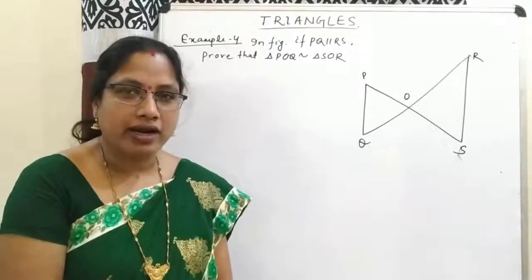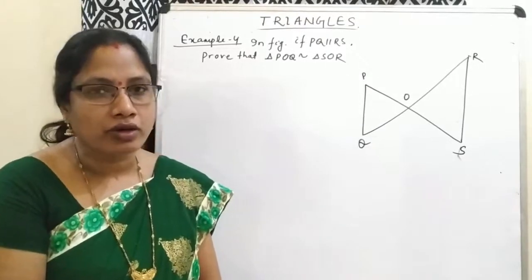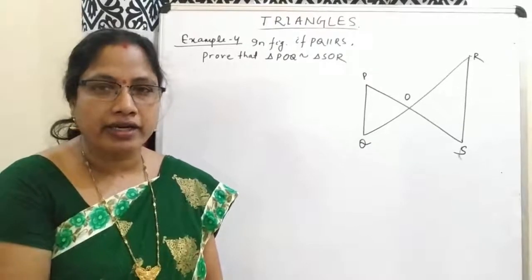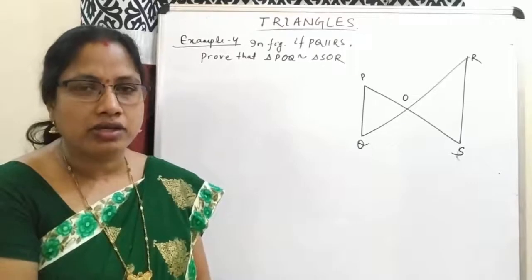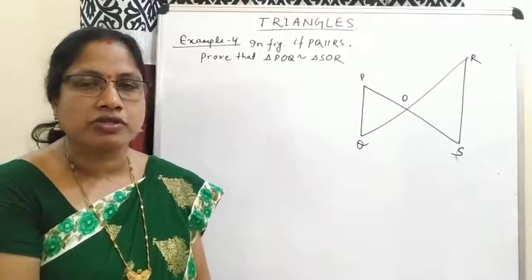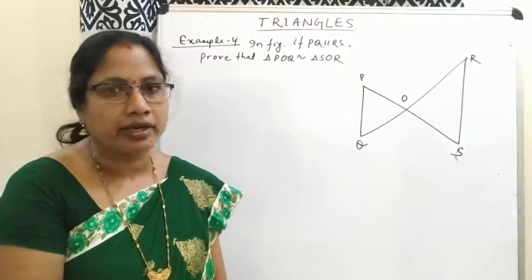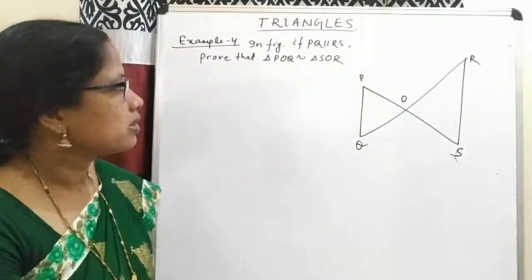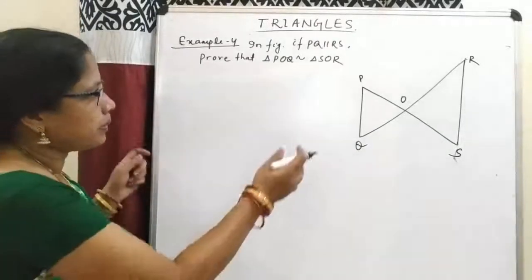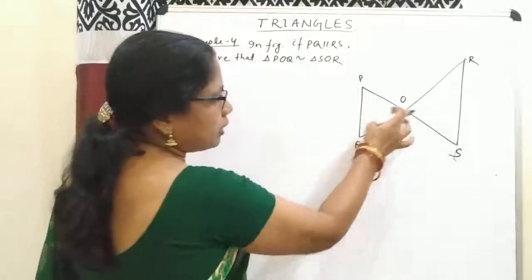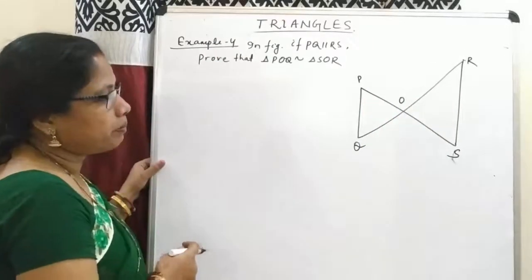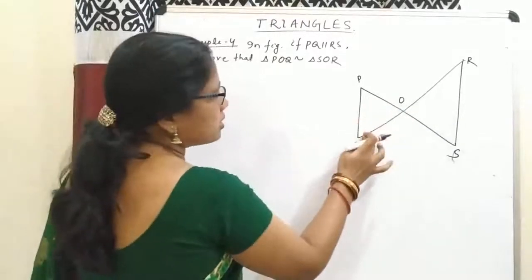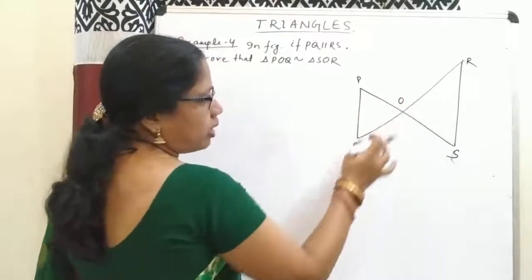Students, in our last class we have proved three theorems based on the criteria on similarity of triangles. So here in this section we shall solve some examples by using those criteria for similarity of triangles. The question is: in the figure it is given that PQ is parallel to RS. Then we have to prove triangle POQ is similar to triangle SOR.